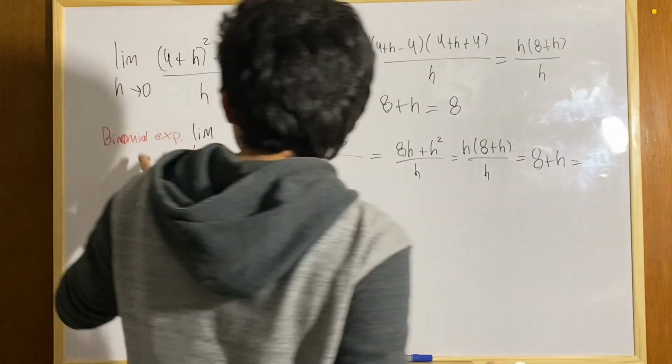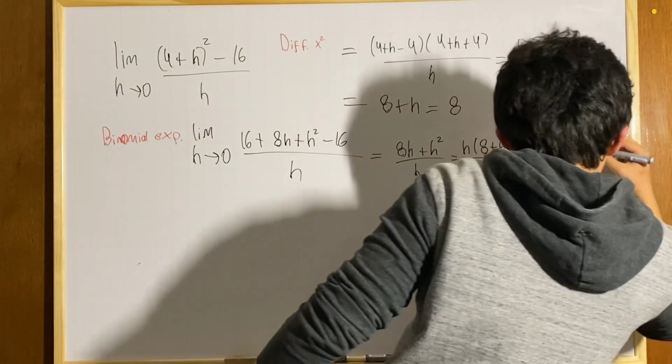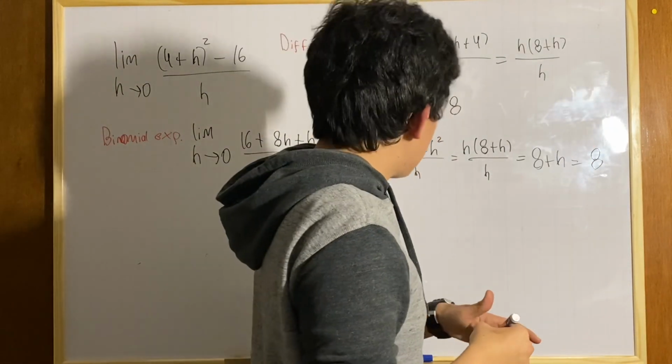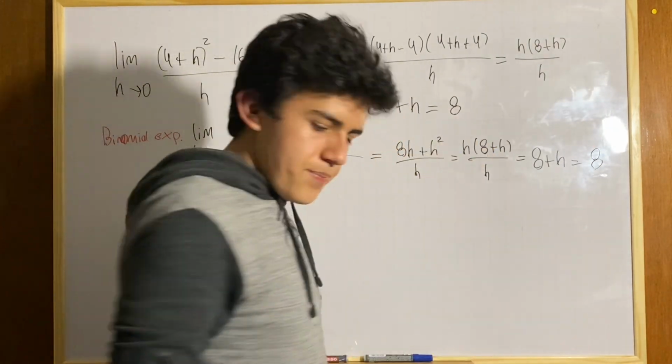And this is simply equal to, we plug in again our same number, 0, and we get 8. Same thing that we got in here.